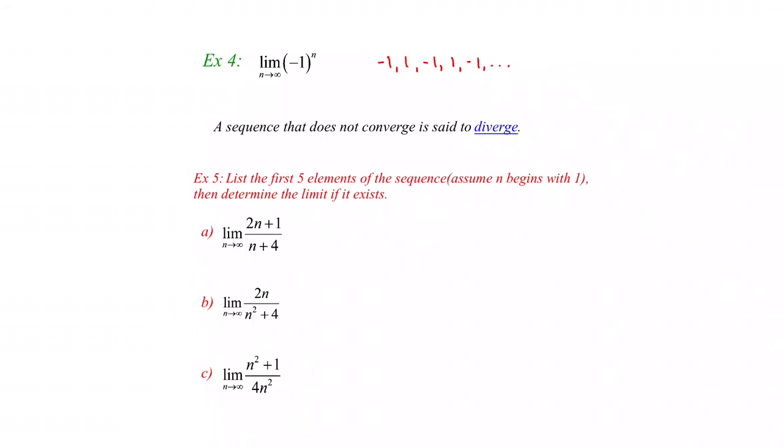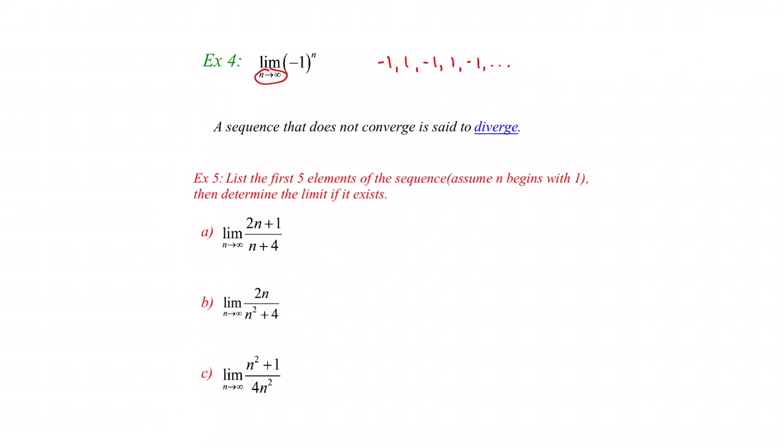What's going on? Well, it's going back and forth between -1 and 1. So as n goes to infinity, is this number getting closer to anything? And obviously it's not. It's just going back and forth. So this sequence, we say it's not converging, but it's diverging. Okay, it's not approaching anything.